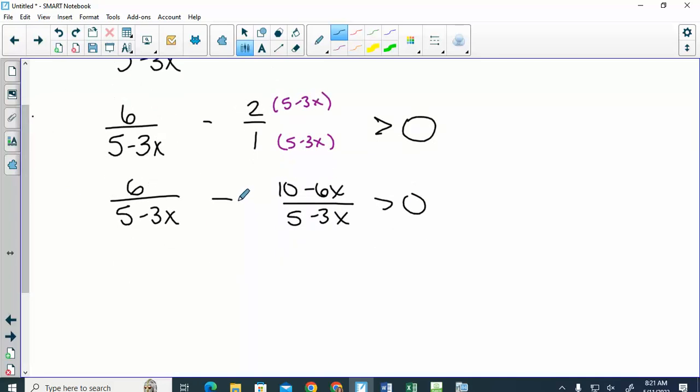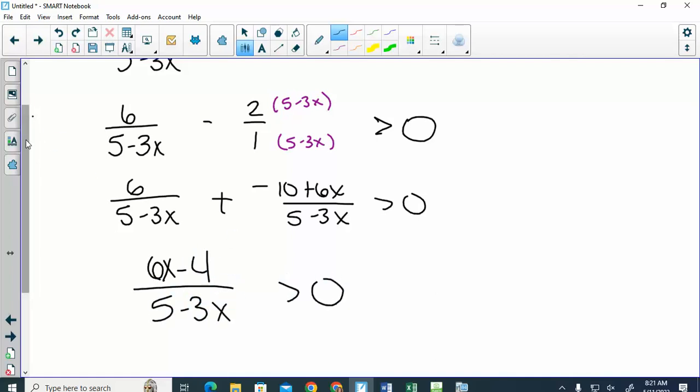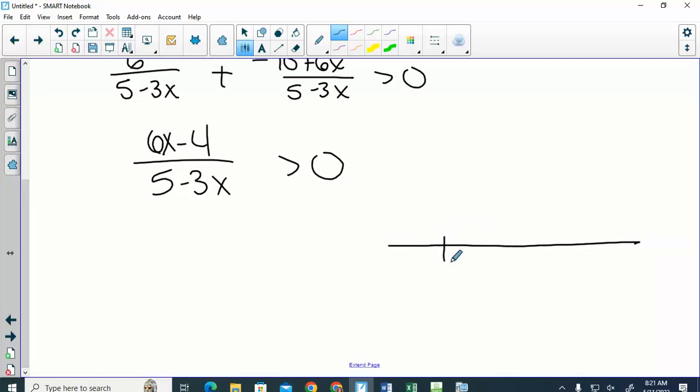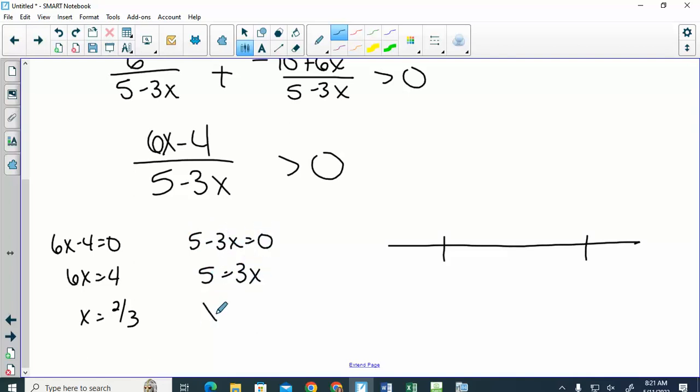Since this is a subtraction, I'll go ahead and distribute that negative. So I get (6x minus 4) over (5 minus 3x) is greater than 0. So now it's like the last problem. We need our sign line, but we need the numbers that make the top and bottom 0. So we get 2/3 and 5/3.